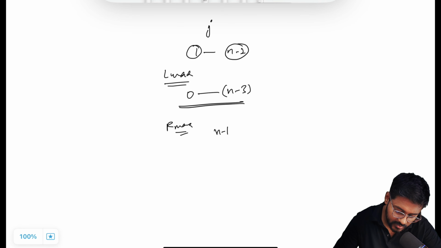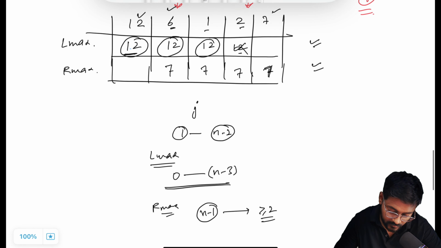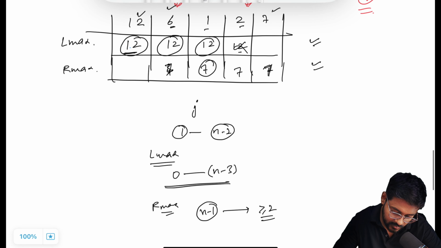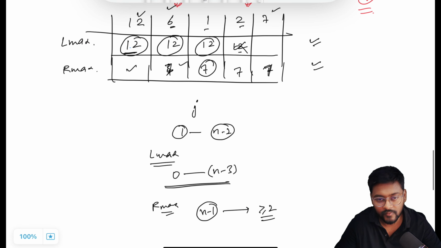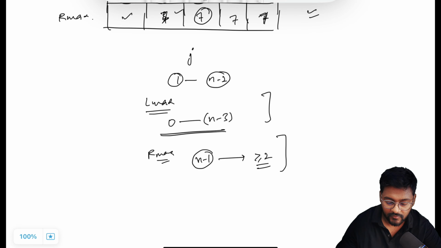Same for the right max case. Right max value will start from n minus 1 and it will go greater than or equal to 2. 0, 1, 2. This value is not required because these two elements are needed at least for i and j. So this is the range for left max, right max. These values we can fill using any formula.